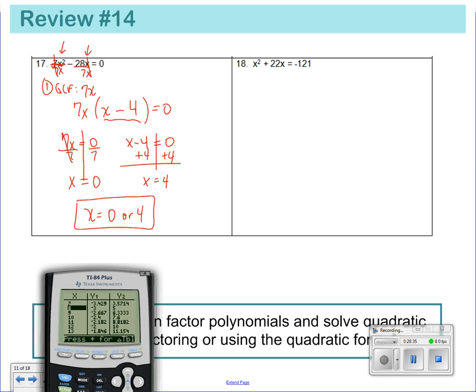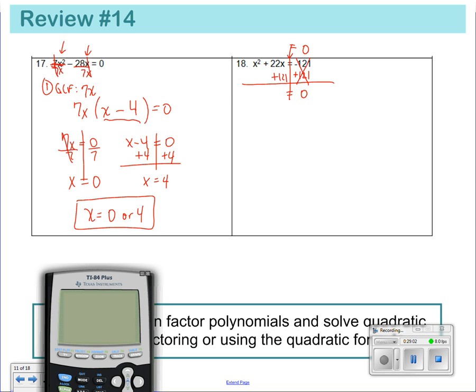Number 18. In order for us to solve this one, I know I need to solve because I have an equal sign and numbers on both sides. I need the right-hand side to be equal to 0. So how do I get 0 on the right-hand side? I have a -121. I'm going to add 121. I'm doing the exact opposite of what's there. -121 plus 121 gives us 0.